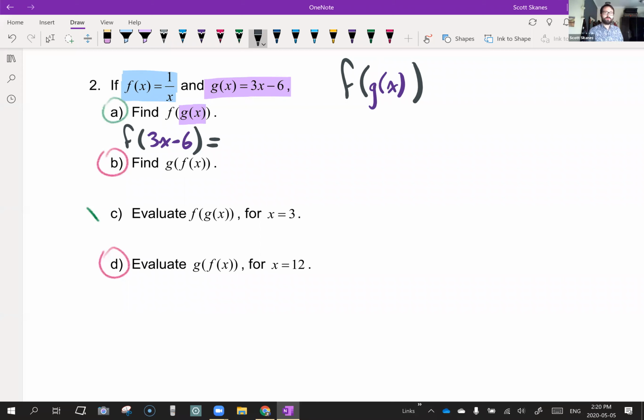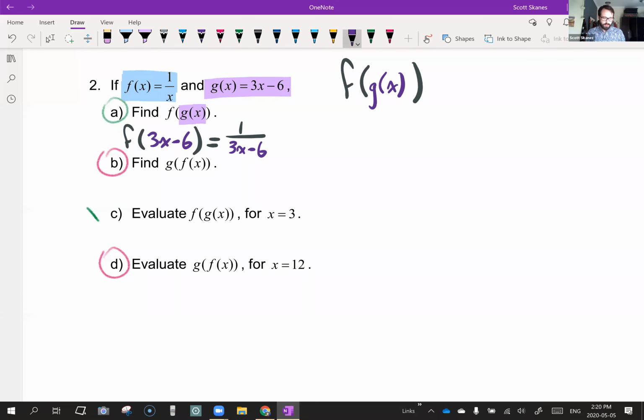So every time we see x in the f function, we put in the g function. So replace x. It used to be 1 over x, now it's 1 over whatever g is: 3x minus 6. And there's nothing else to do. That's the entire answer.